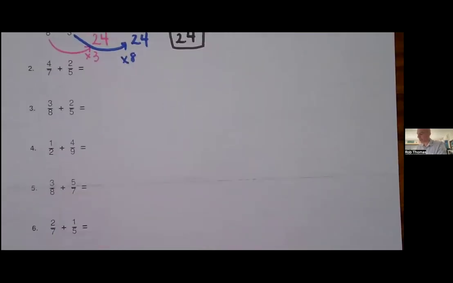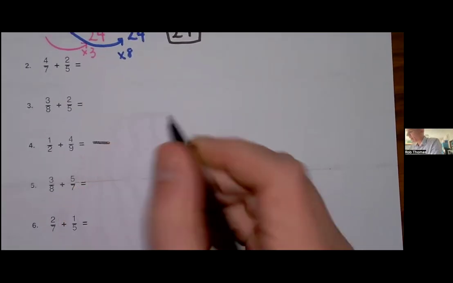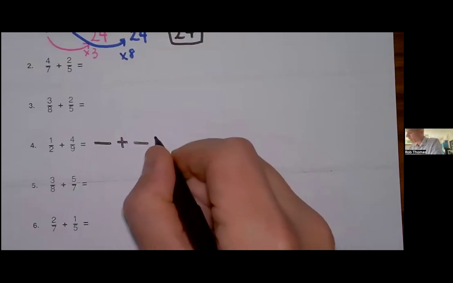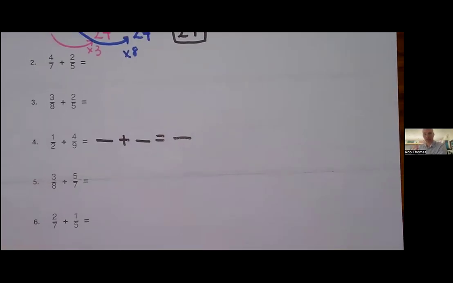1/2 plus 4/9. Okay, so I'm going to start it the same way I did before. Write the whole framework. Fraction bar plus fraction bar equals fraction bar. Now let me determine my denominator. In this case, let me just count by my twos until I get a multiple of 9. 2, 4, 6, 8, 10.